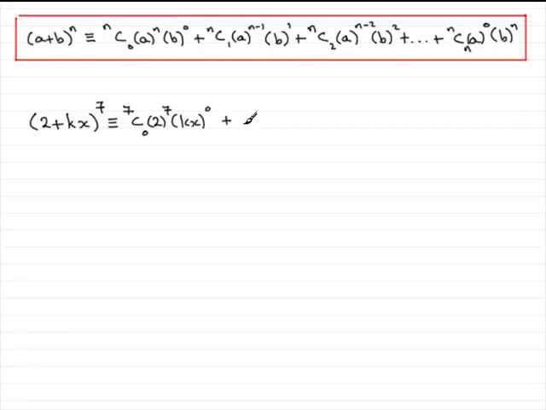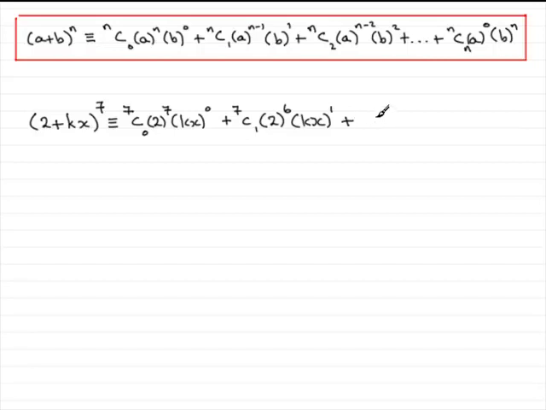On to the next term. We have 7C1, and then we take our a term and reduce it by 1 power. So it was the power 7, now it becomes the power 6. And we take the b term, kx in this case, and increase it by 1 power. So it was at 0, so it's now up to 1. And we keep repeating this process.